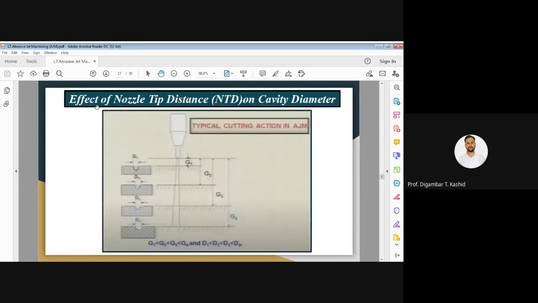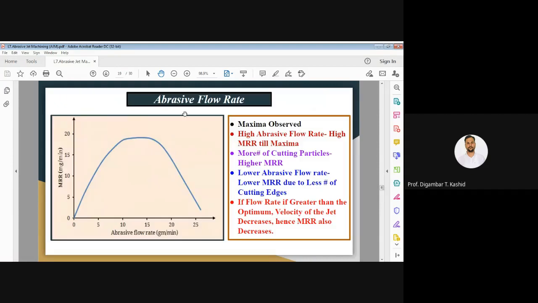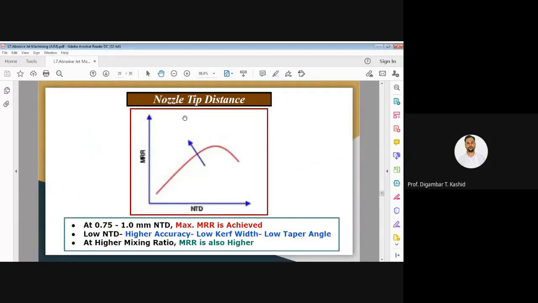The first part we have covered, that is the effect of nozzle tip distance on the cavity diameter. Then abrasive flow rate, how the abrasive flow rate affects the material removal rate, that also we have seen. Now today we'll continue with another important parameter, that is nozzle tip distance. We have already seen two slides with reference to the effect of nozzle tip distance on the cavity shape and size. So that was the first parameter.